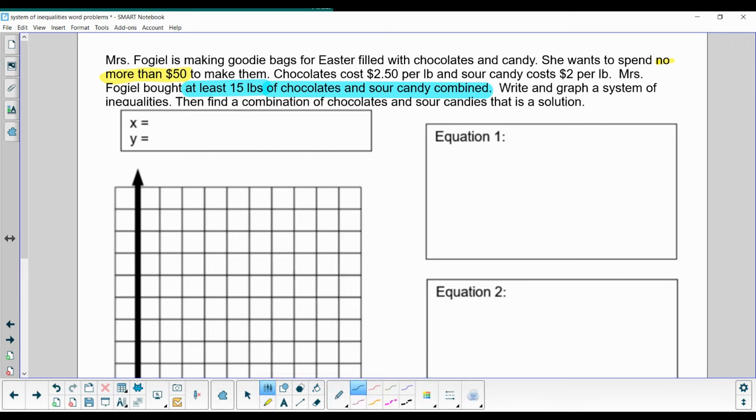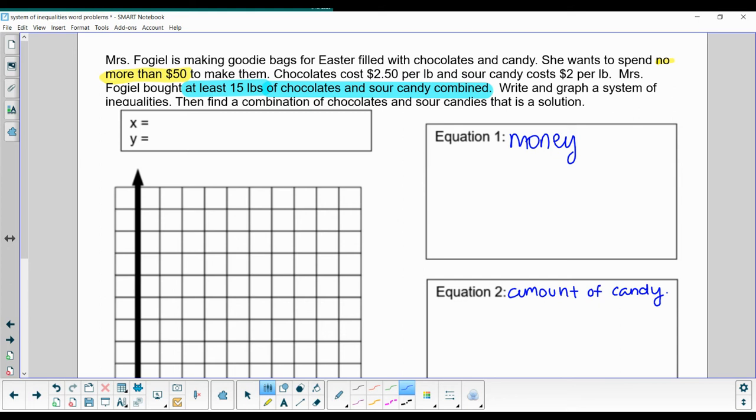So when I'm spending no more than $50, that talks about money. So for equation one, I'm going to write money. But then for equation two, it says that I bought at least 15 pounds of chocolate. So that's just amount of chocolate. Or chocolate and candy, so amount of candy.